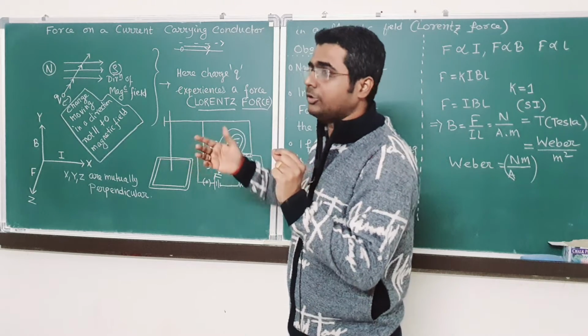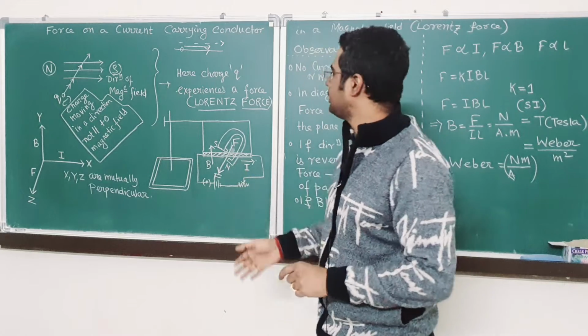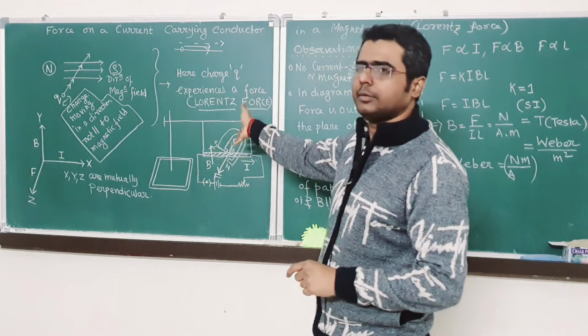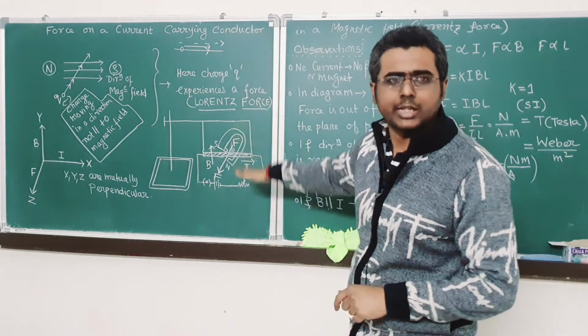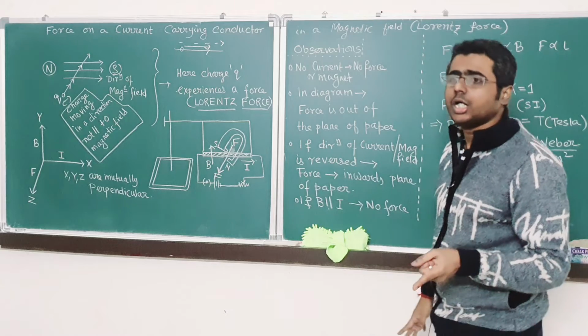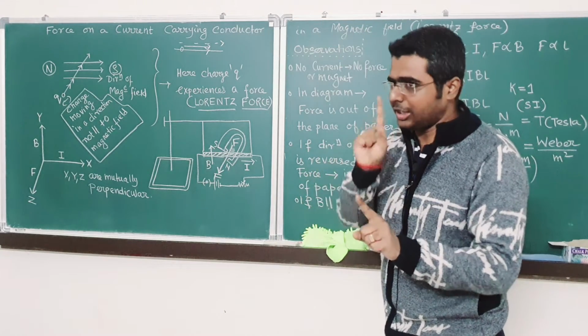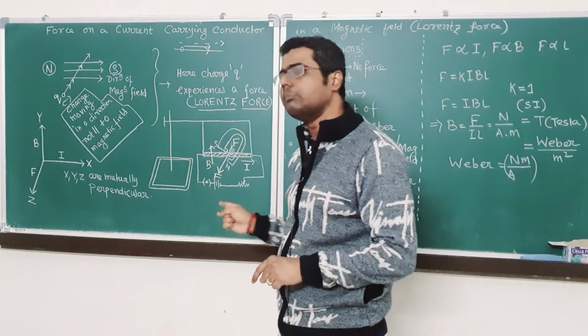Now suppose I reverse the direction of only the magnetic field. How? Here the south pole was at the top, north pole was at the bottom. I just make a 180-degree turn. My north pole goes to the top, south pole comes down. So the direction is changing. Current I have not changed this time, only the direction of the magnetic field. In that case again the force will go below the plane of paper.